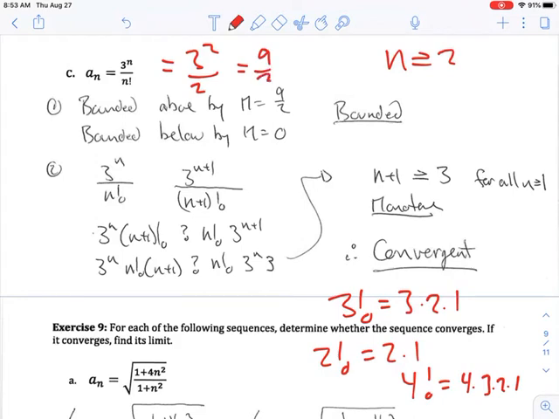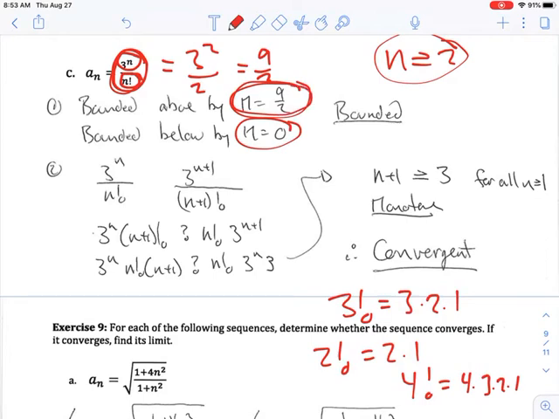So the smallest that n can be is 2, I'm sorry, for 2. And so it's bounded by 9 halves. And then as n gets infinitely large, a factorial would get larger faster than an exponential. Factorials get larger faster than exponentials. So therefore, since the denominator is getting infinitely large faster than the numerator, this whole thing is going to approach 0. And so it's bounded by 0 and by 9 halves. And so since 9 halves is larger than 0, 9 halves would be the above bound or upper bound. 0 would be the lower bound.